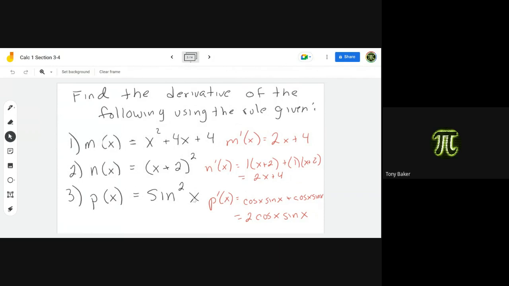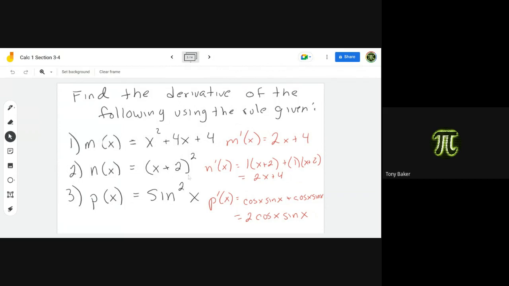Sine squared x, same concept. We would do sine x times sine x. The derivative of sine x is cosine x. So we have cosine x times sine x plus cosine x times sine x, which equals 2 sine x cosine x. We're going to look at another way to do that problem in a minute, actually.